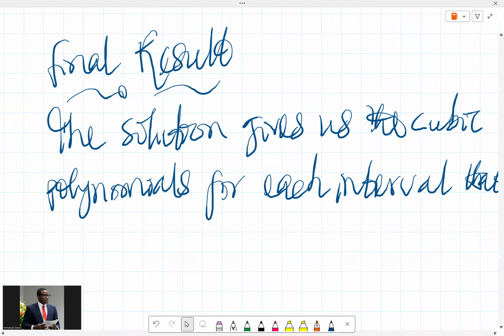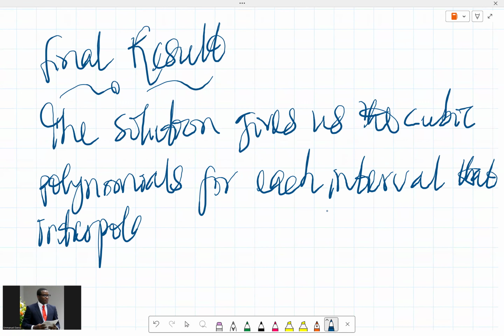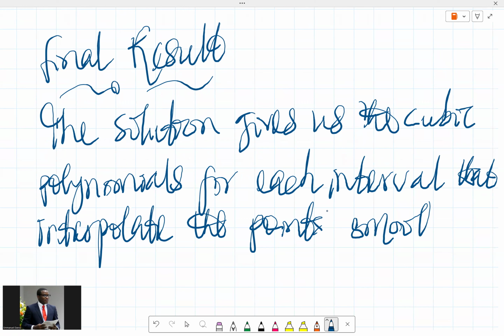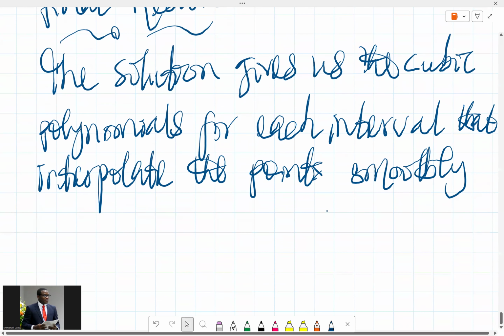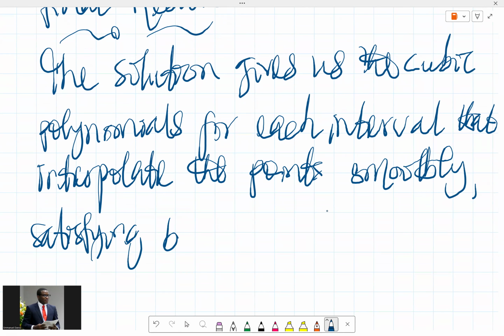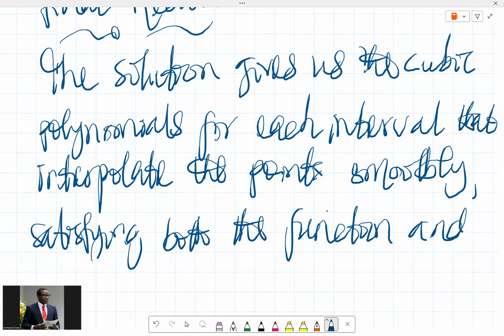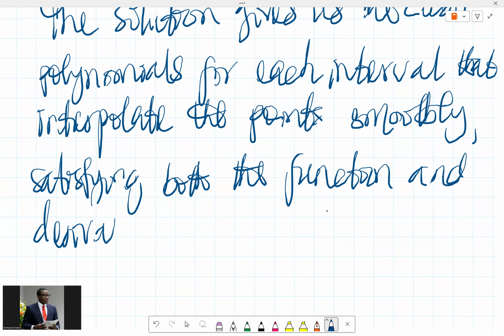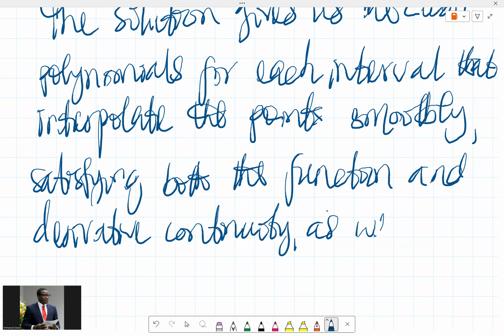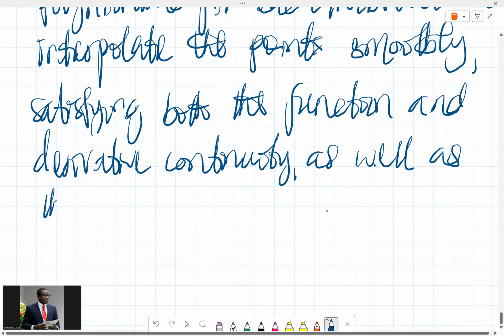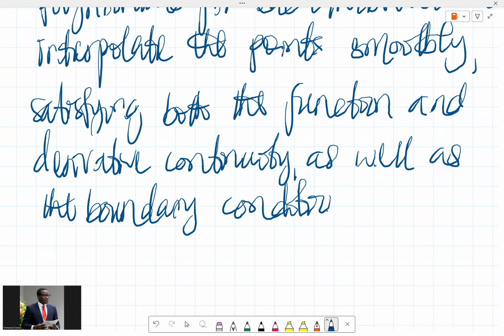that interpolates the points smoothly, satisfying both the function and derivative continuity, as well as the boundary conditions. Okay, so it's a very tedious process for sure.